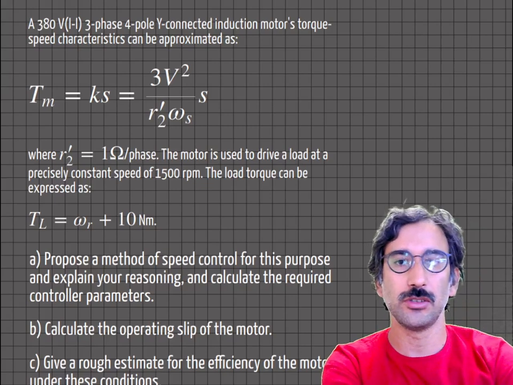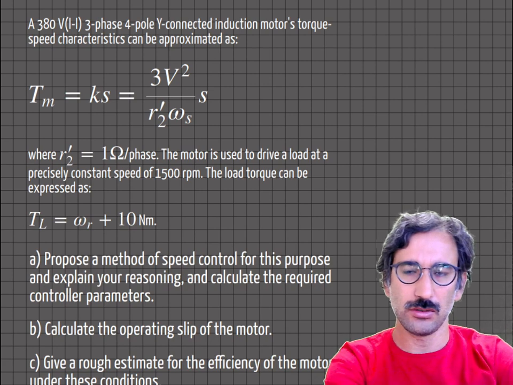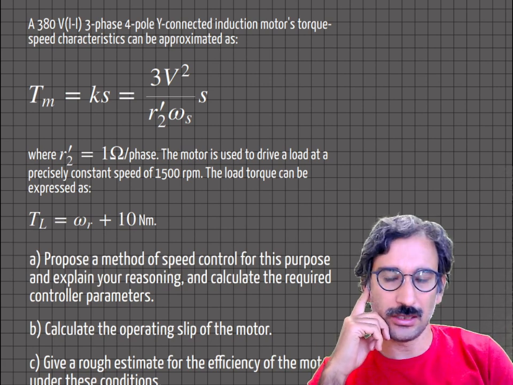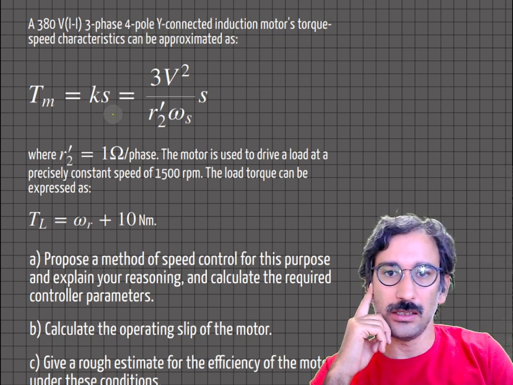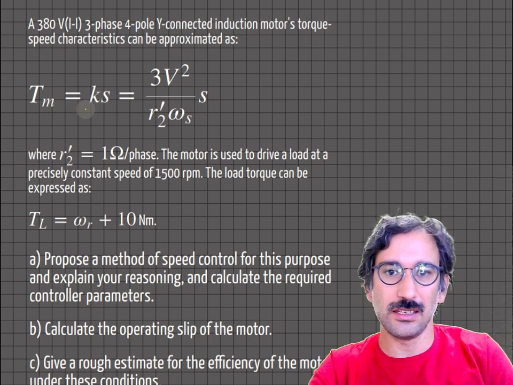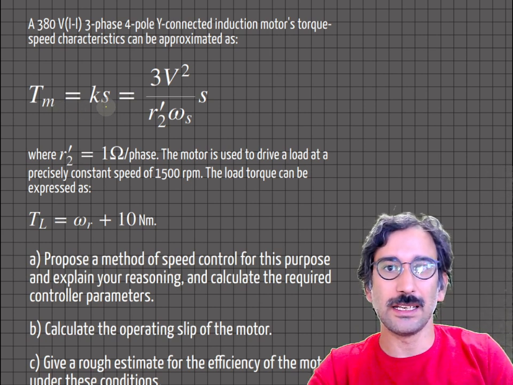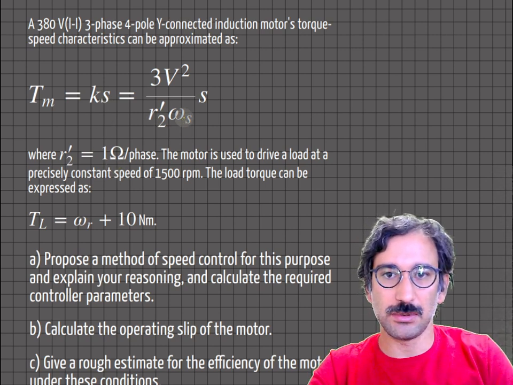Okay, in this video we will solve an example on induction motor. So here we have a 380 volts line-to-line 3-phase 4-pole Y-connected induction motor, and in the question the torque expression is given as a linear function of the slip, and actually in the previous video we already derived that expression.